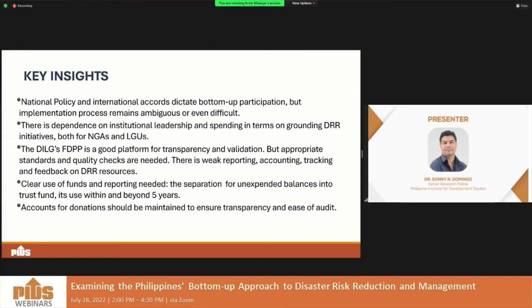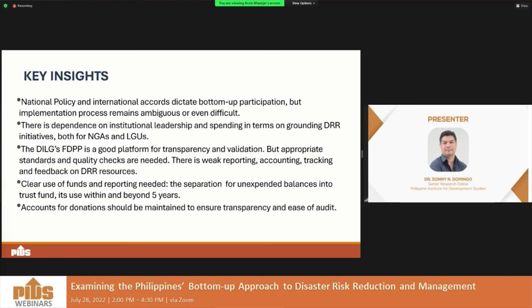National policy and international accords dictate bottom up participation, but implementation processes remain ambiguous or even difficult. There is dependence on institutional leadership and spending in terms of grounding DRR initiatives, both for national government agencies and LGUs. So you go to the LGUs and you see our local chief executives with sort of dominance in terms of coming up with the final construct of their annual budgets. And we need to balance that out in terms of us inputting more coming from priorities as indicated in their investment programs, medium term, as well as the annual investment program submitted coming from the planning documents.